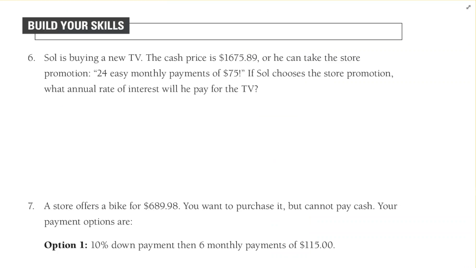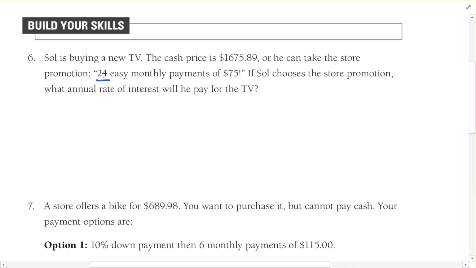6. Okay, Saul is buying a new TV. The cash price is $1,675.89. Or he can take the store promotion, 24 easy monthly payments of $75. If Saul chooses the store promotion, what annual rate of interest will he pay for the TV?